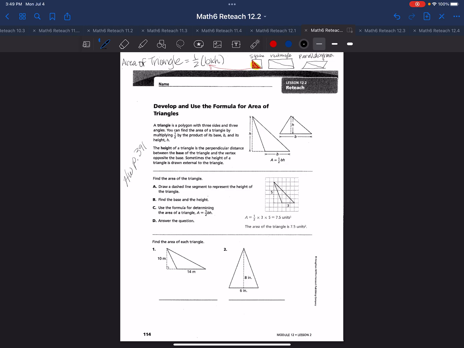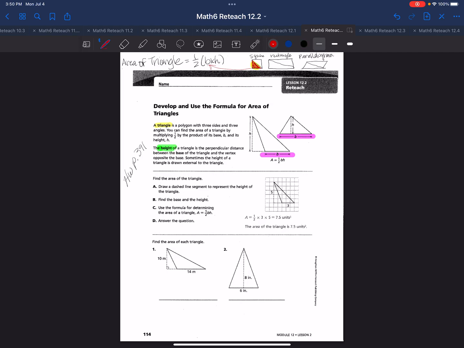So a triangle here is a polygon with 3 sides and 3 angles. You can find the area of a triangle by multiplying 1/2 by the product of its base, b, and its height, h. So remember, here is your base of your triangle. And we have to remember when we are talking about the height. This is very important to remember.